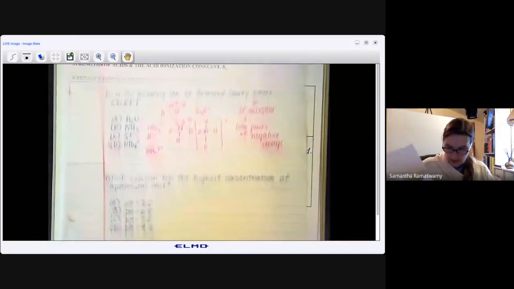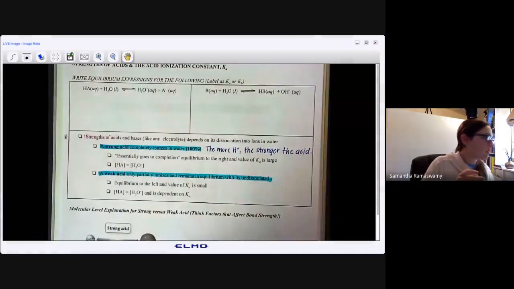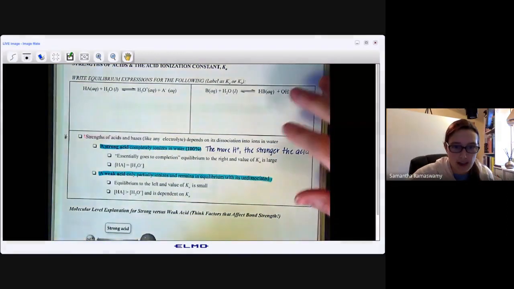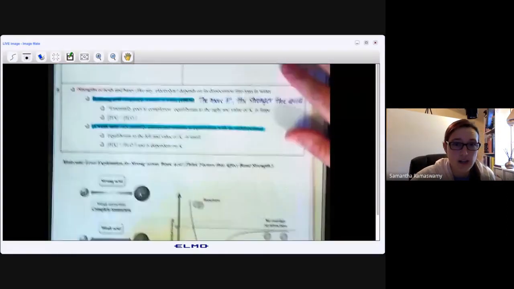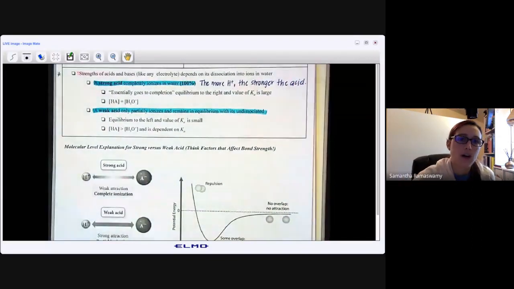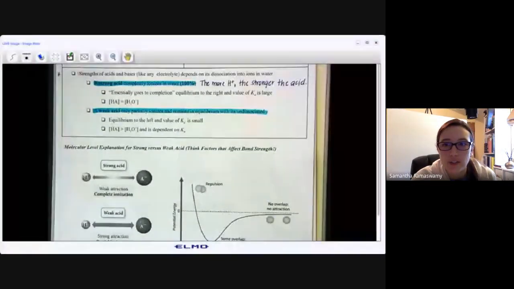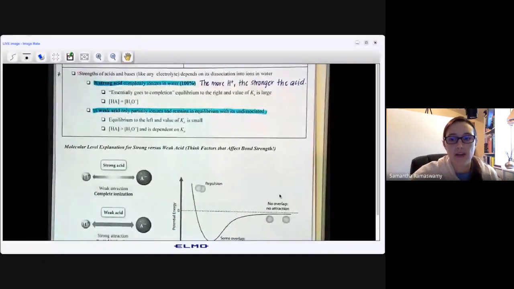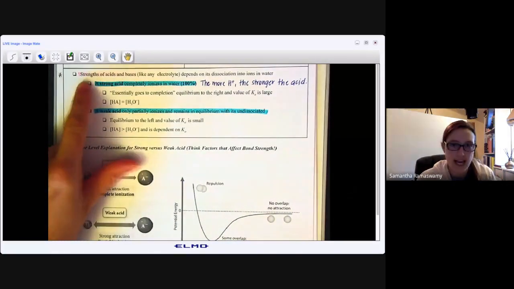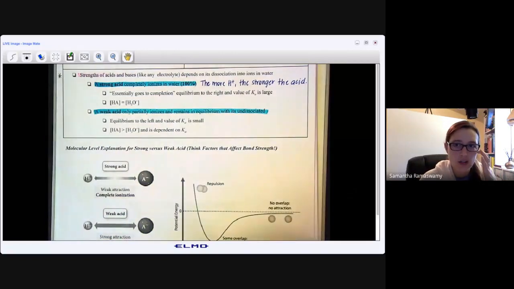Okay, so then we will move on to look at the strength of acids and bases. So we're going to talk a little bit about a strong versus a weak acid, and then the rest of our time will be focused just on strong acids and strong bases. Remember that the strengths of acids and bases, just like any electrolyte, depends on how it dissociates in water.